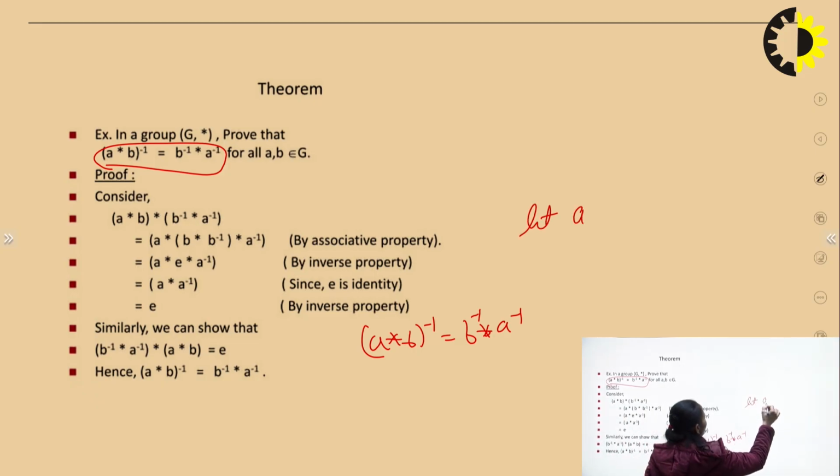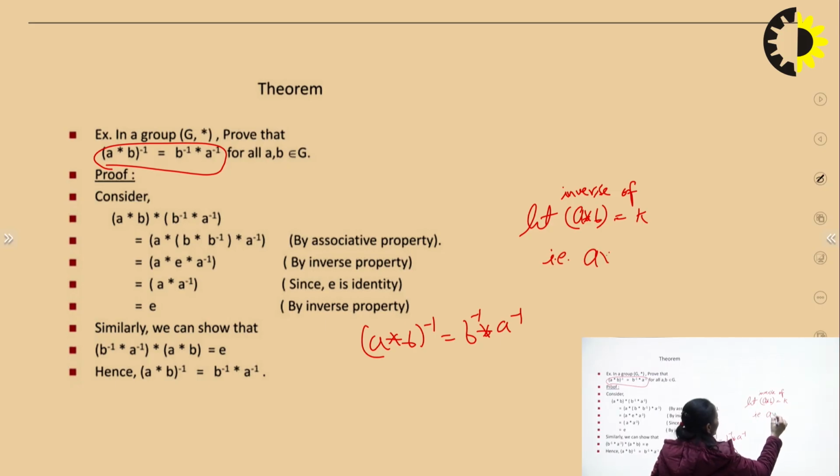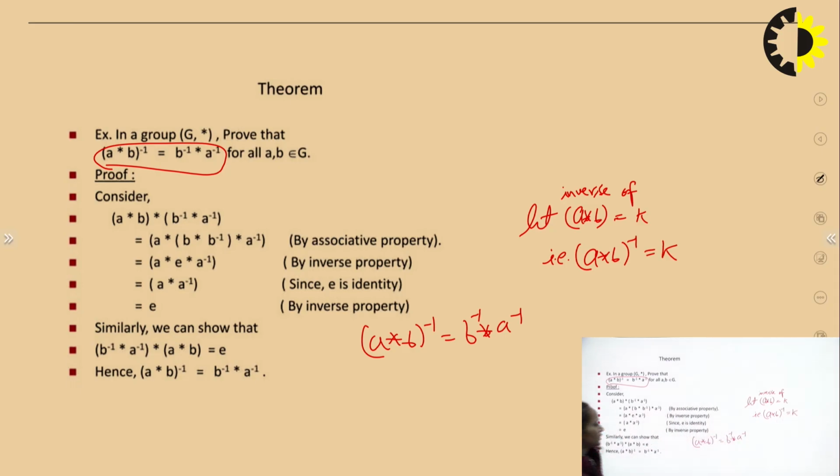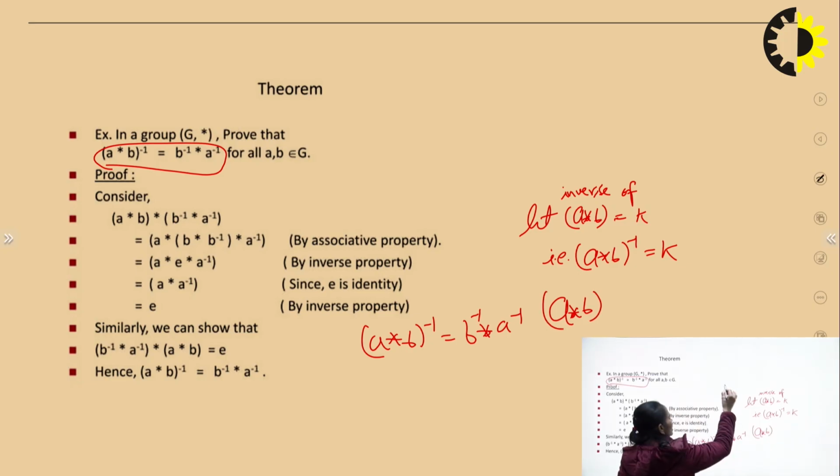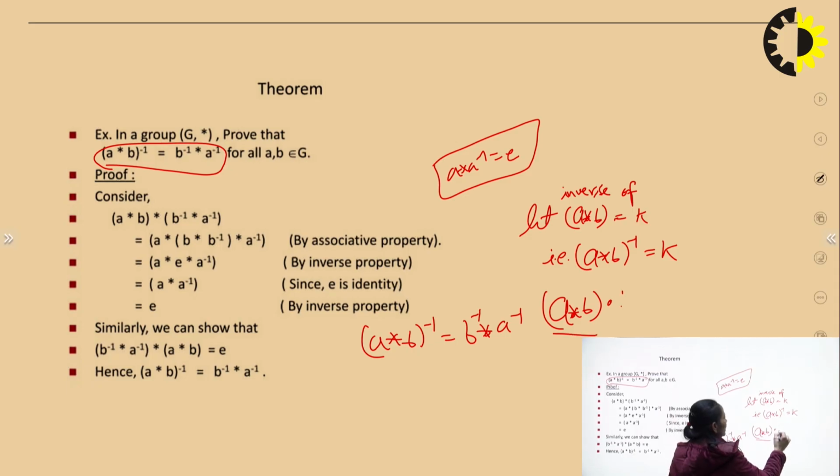Let the inverse of the element A into B be equal to K. That is, we suppose (A into B) whole inverse is equal to K. So by the property of inverse, A into B is the element, and K is its inverse, and this is equal to the identity element, as we all know. So this is the element and this is the inverse of this element, and the product is equal to the identity element.